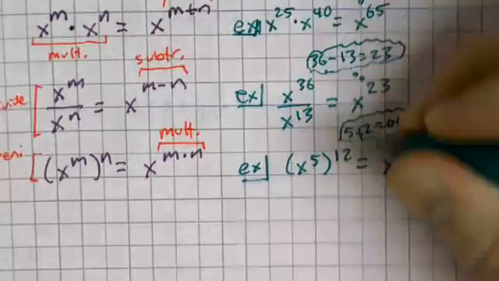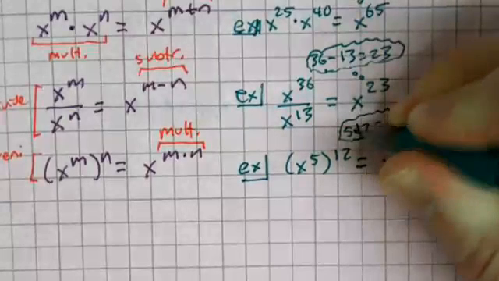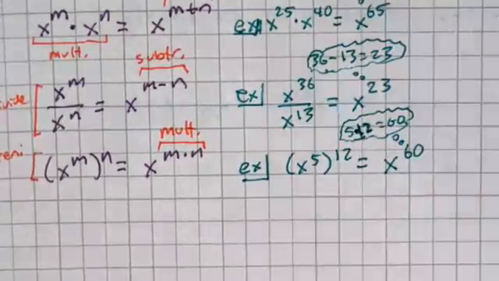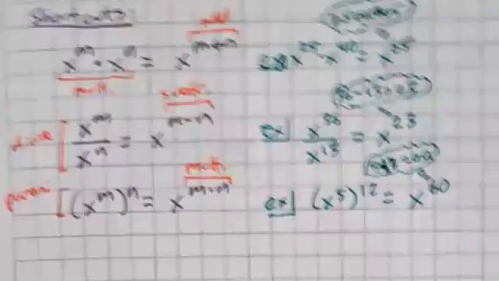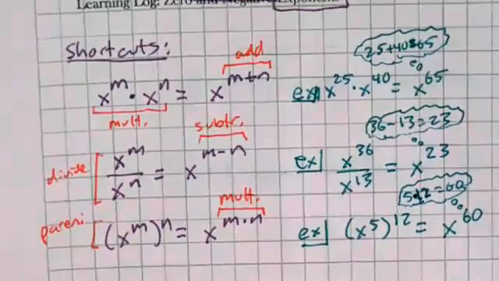Oh, that's really hard to see now. 5 times 12 multiply. It's good this way. You're welcome.